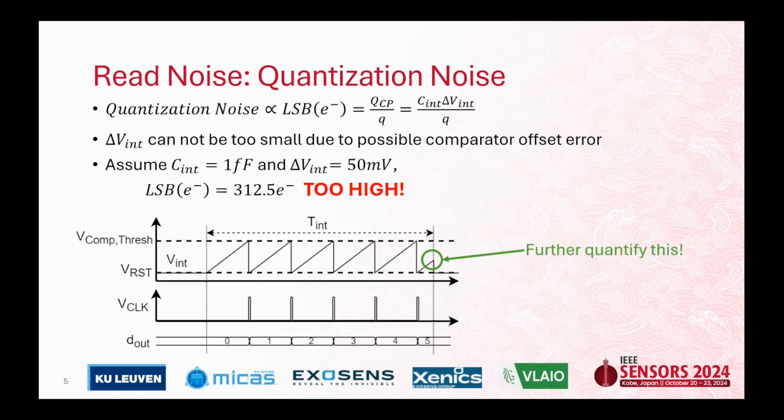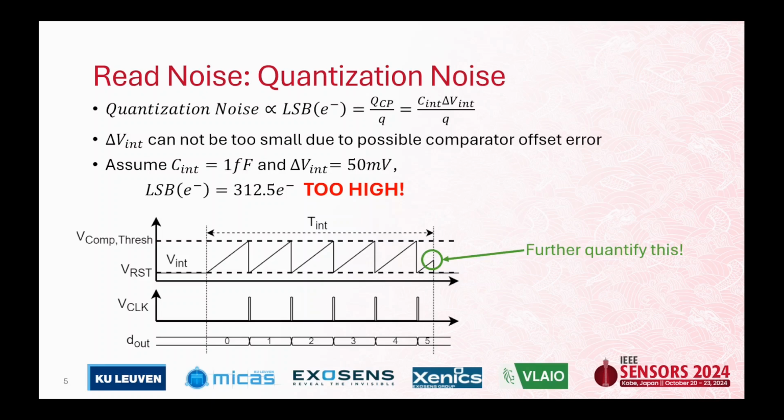That is quite difficult because in our case, Cint is not an actual capacitor, but just the parasitics of that node. And for delta Vint, we really cannot go very low because of the possible mismatch or the offset in the comparator, so we need to have some margins there. In a very optimistic case, if you have a capacitance of 1 femtofarad and a delta Vint of 15 millivolts, we will have an LSB of 312.5 electrons. That's quite too high for our applications.